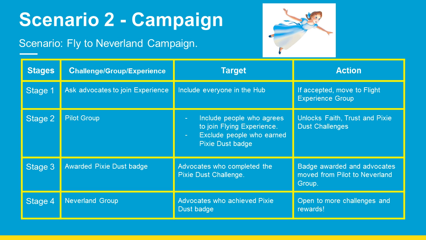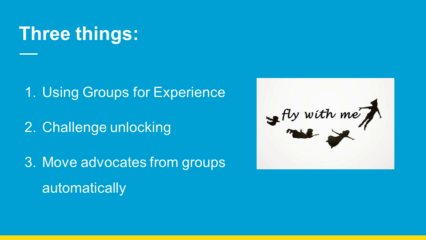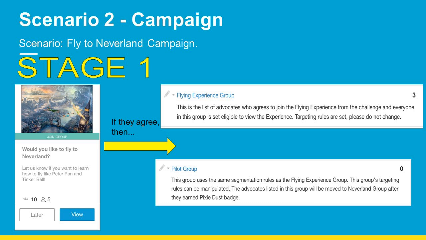Before we start going through the stages, there are 3 things that I would like you all to put your attention to. I've designed this campaign to show, 1, how groups for experiences are used, 2, how to challenge unlock, and 3, how to use badges and achievements to move advocates to groups automatically. Okay, let's start. Stage 1. I would have to ask whether advocates would like to join an experience to fly like Peter Pan. So this challenge is targeted to everyone because I want to segment the advocates who are interested into a group.